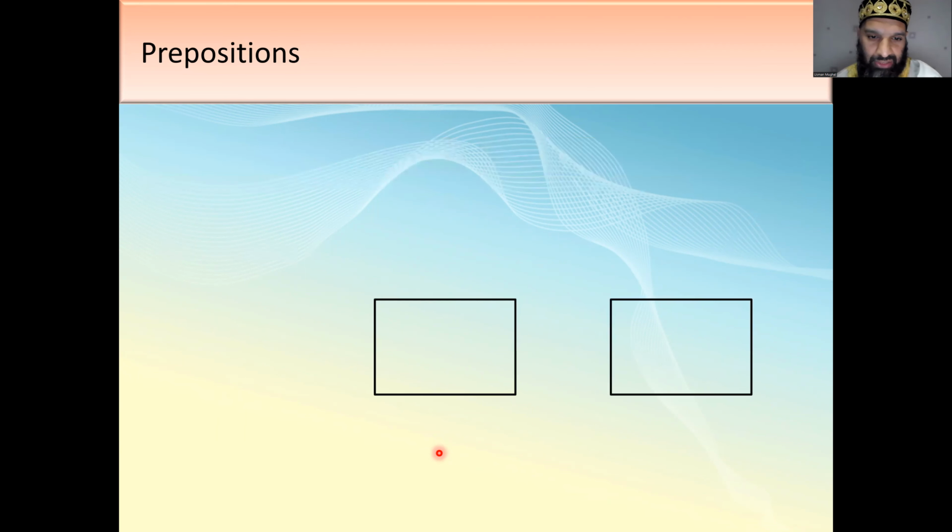But what I've done here is I put these words in some sort of visual format so you can see what's going on. Fi means in, it's inside the box. Ala means on, it's on the box. Fawqa means above, it's above the box.